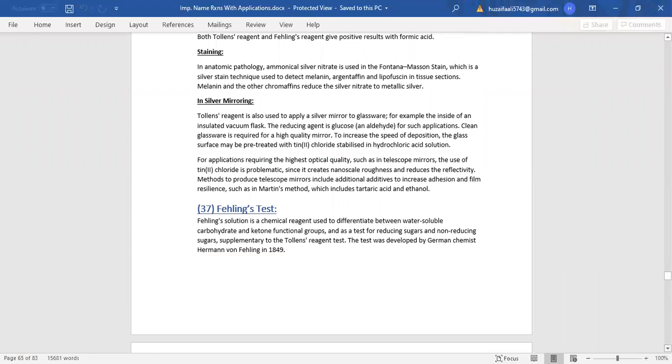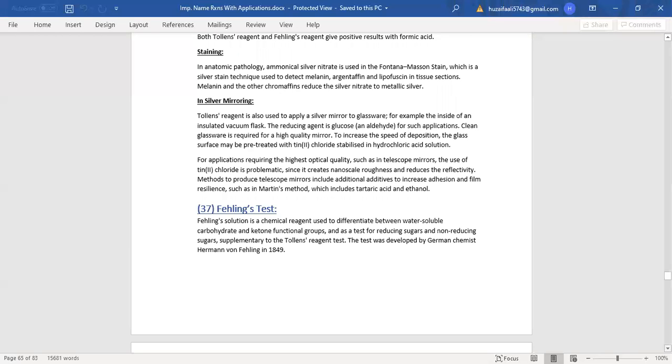Staining. In anatomic pathology, ammoniacal silver nitrate is used in the Fontana-Masson stain, which is a silver stain technique used to detect melanin, argentaffin, and lipofuscin in tissue sections. Melanin and the other chromaffins reduce the silver nitrate to metallic silver.